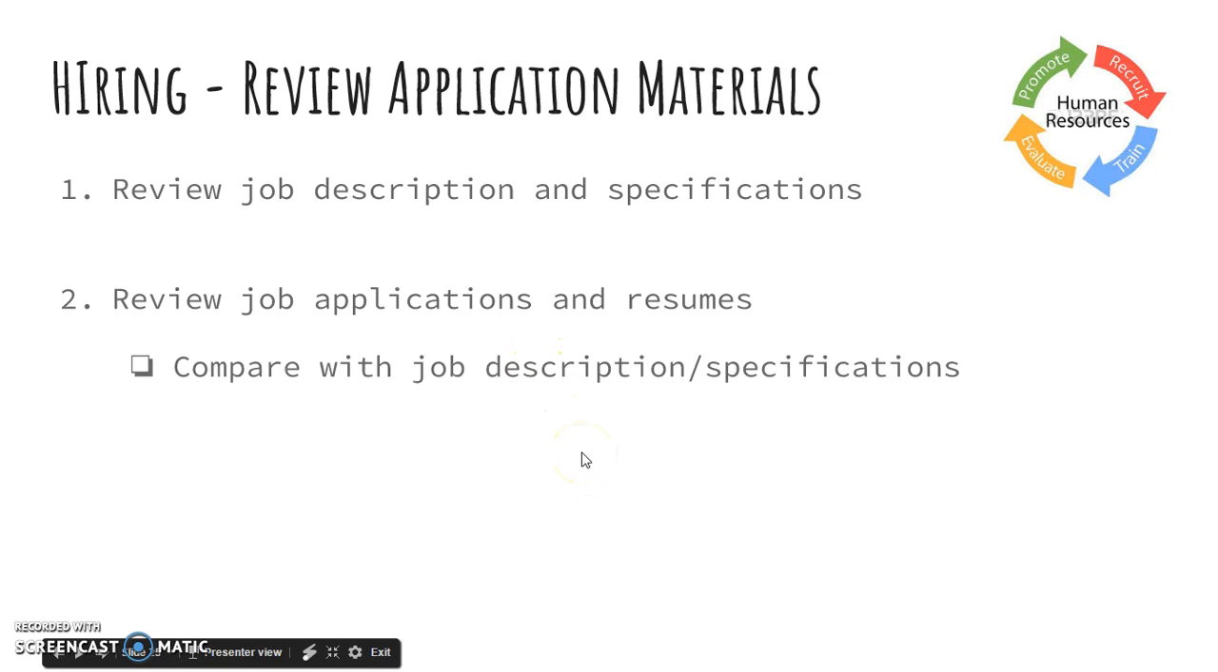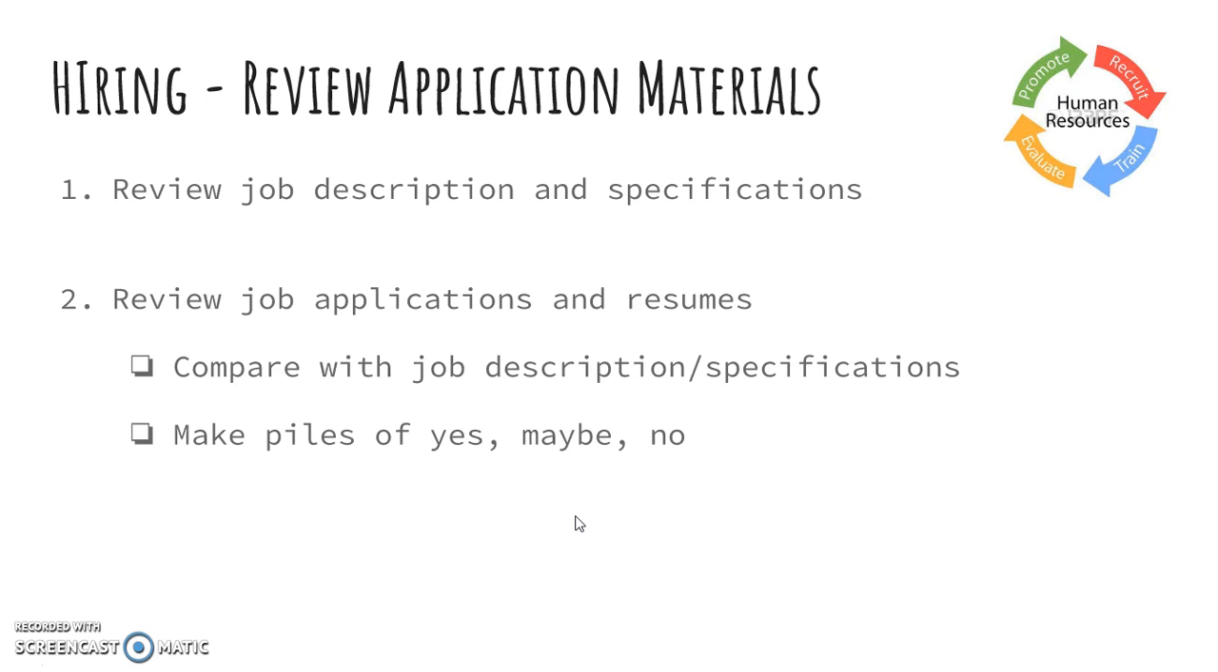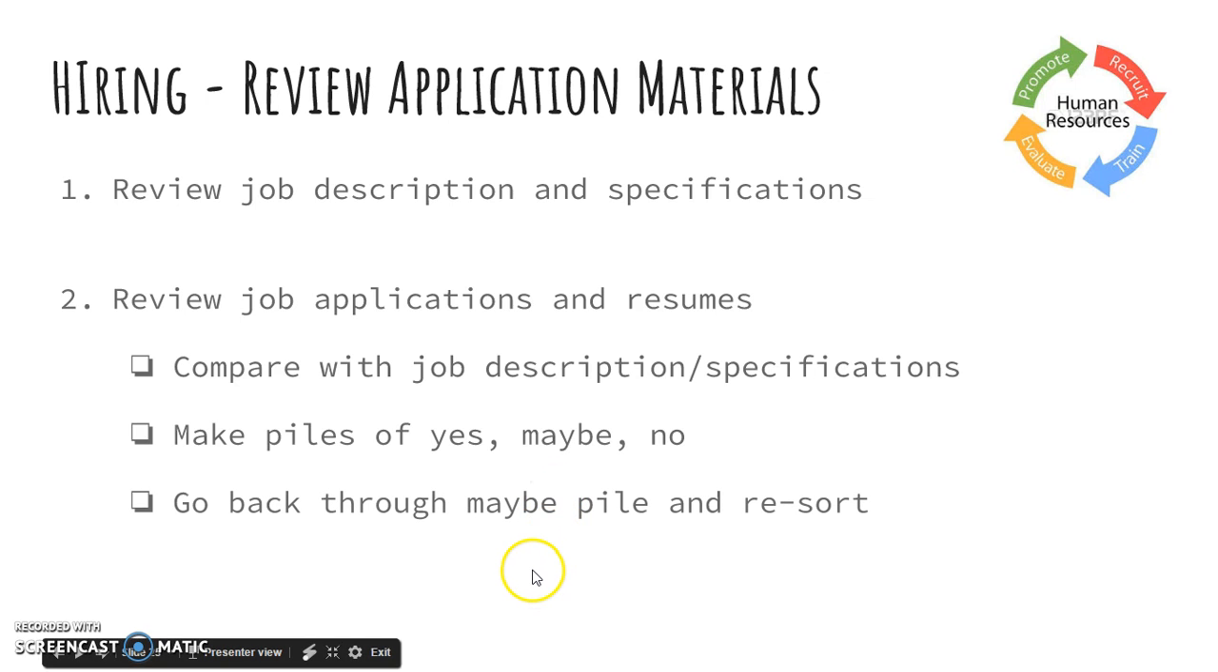So within that, we want to compare the job description with specifications. Is this person a potential fit based off of skills, abilities, experiences, et cetera? Make piles of yes, no, maybe. So based off of all of your applicants, there are ones you're going to be able to eliminate. There are ones you definitely want to bring in for interviews, and there are some that are on the fence, maybe, maybe not. Go back through the maybe pile and resort. Maybe there's something that you missed the first time through.